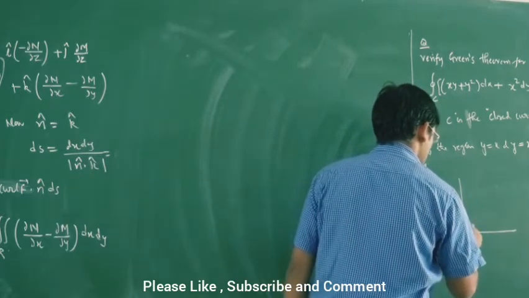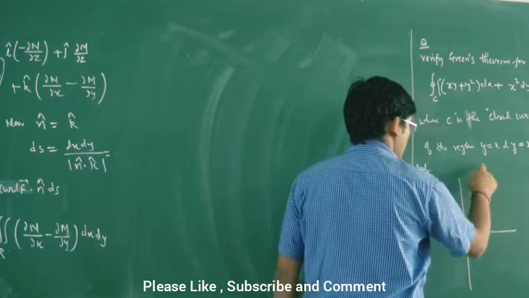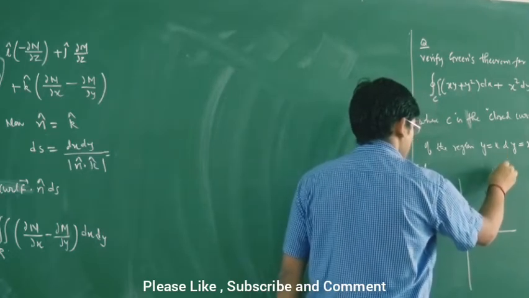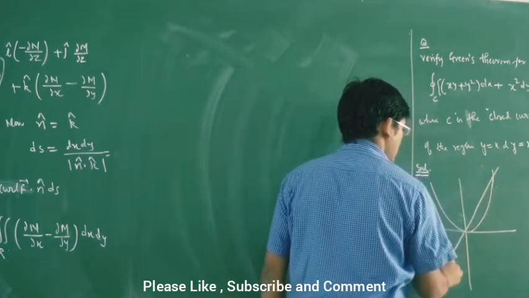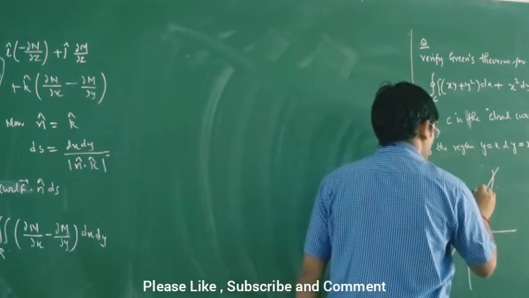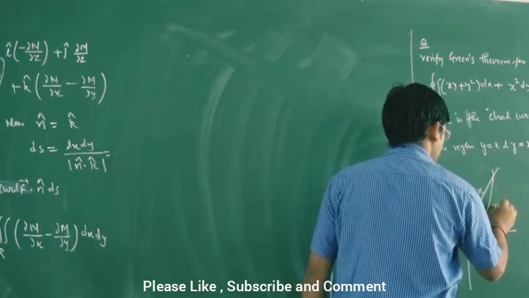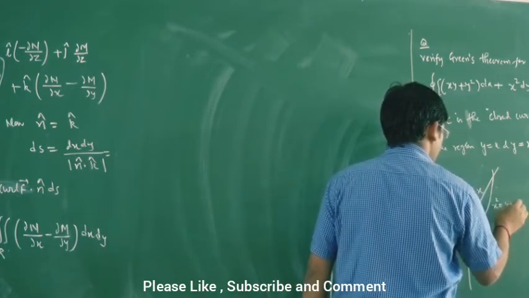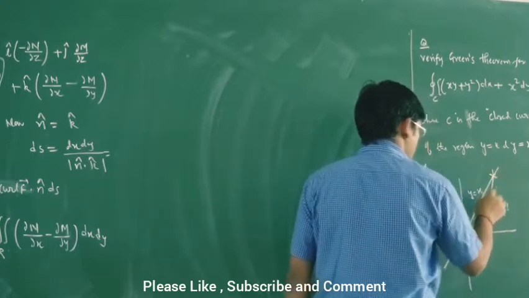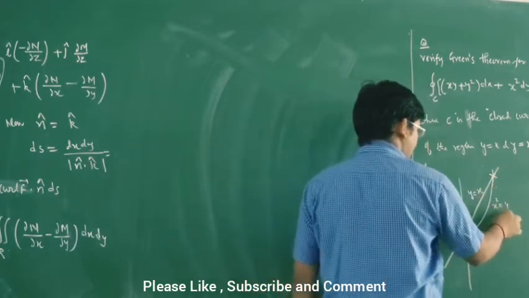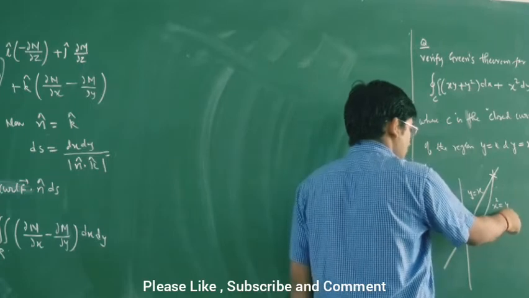So we have this parabola and we have an intersection by the line y equal to x. So this is your y equal to x. This is your x square equal to 4ay. Now this intersection point will be, just put the value of y equal to x.